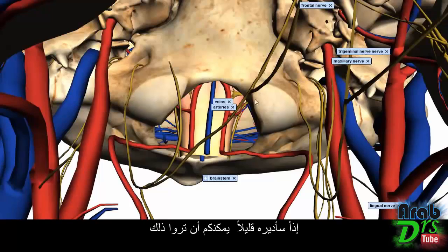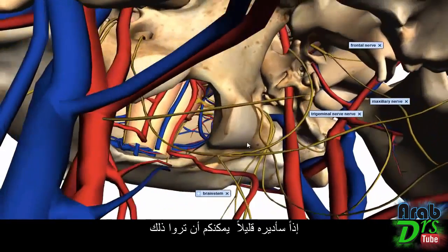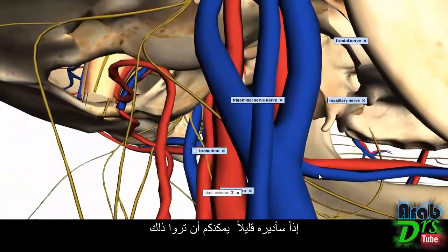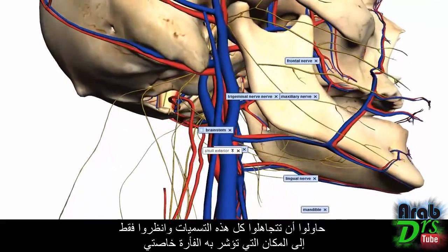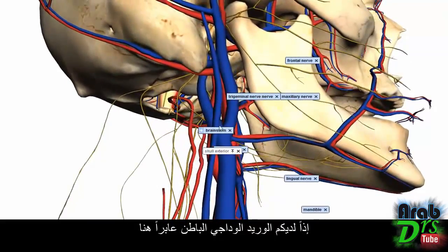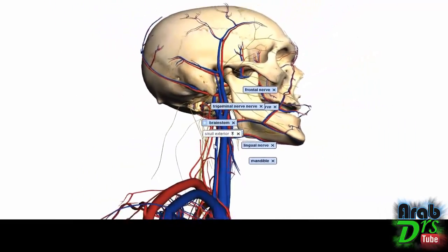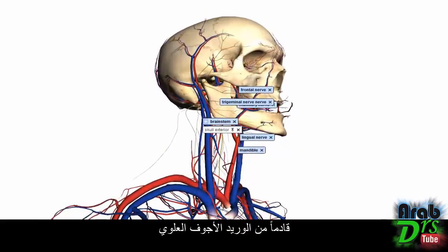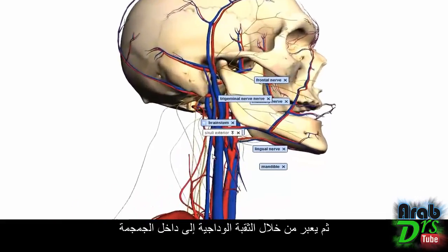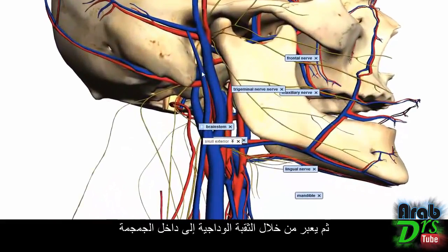So I'll just rotate it around a bit, and you can see, zoom out. Again, try and ignore all these labels and just look where my mouse is pointing. So you've got the internal jugular vein passing up here, coming off the superior vena cava, and then passing through the jugular foramen into the inside of the skull.